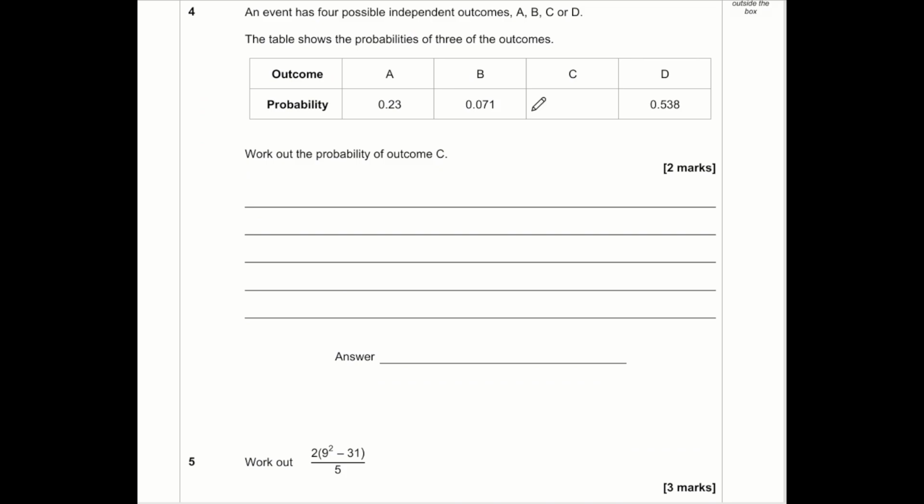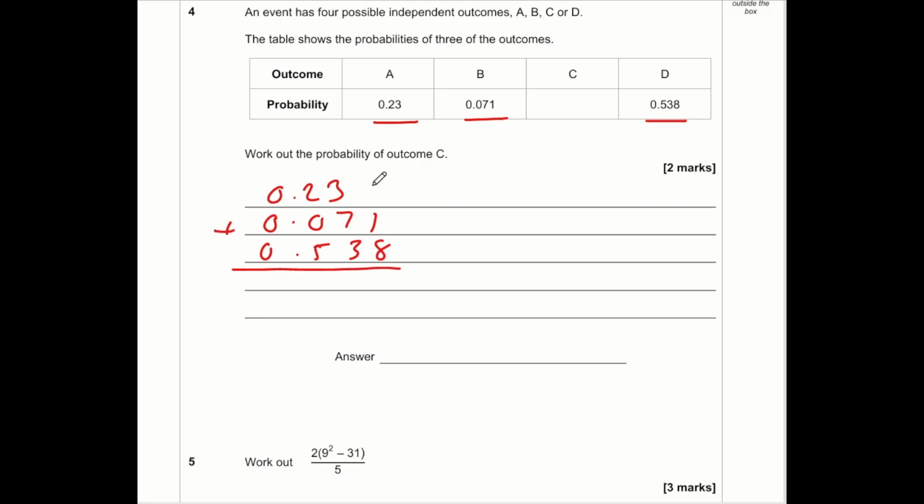Okay, so we want to work out the probability of outcome C. Well, we need to remember that the probability always adds up to 1. So first of all, let's work out the probability of A or B or D happening. So that would be 0.23 plus 0.071 and 0.538. As long as the decimal points are in line, then everything else will automatically be in line.